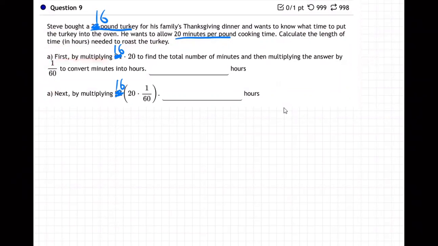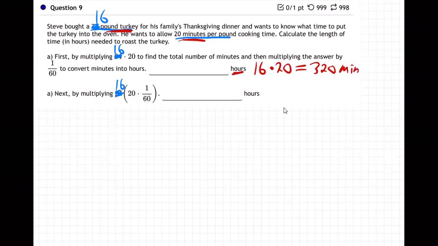First, multiply 16 times 20. That makes sense, right? Because it's a 16-pound turkey, 20 minutes per pound to cook it. So if it's 16 pounds of the bird, and it's 20 minutes per pound, you've got to multiply 16 times 20, right? 16 pounds at 20 minutes per pound. Multiply that in your calculator. You get 320 minutes to cook the turkey.